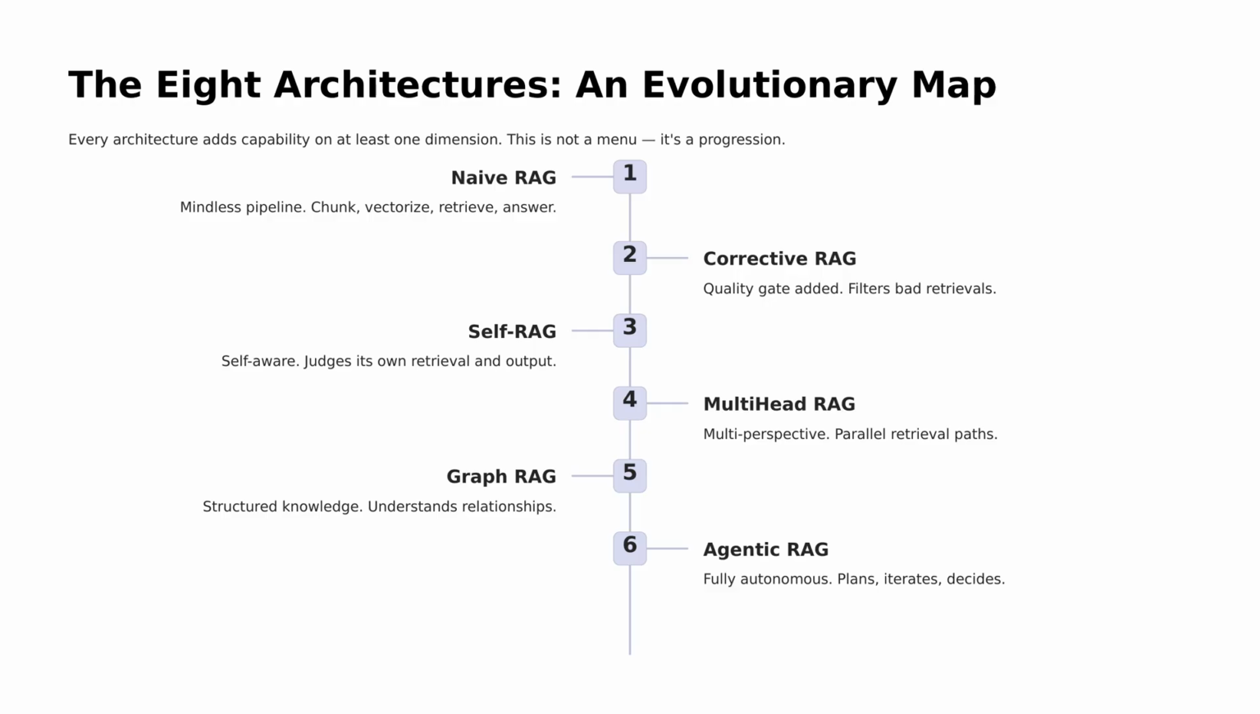Welcome to the evolutionary map of the 8 architectures. Each step adds new capabilities, building upon the previous one. We begin with naive RAG, a basic pipeline that processes and answers. Corrective RAG introduces quality control, filtering errors. Self-RAG gains self-awareness, evaluating its own performance. Multi-head RAG explores multiple perspectives simultaneously. Graph RAG understands structured relationships. Finally, Agentic RAG emerges as a fully autonomous system, capable of planning, iterating, and making decisions independently.